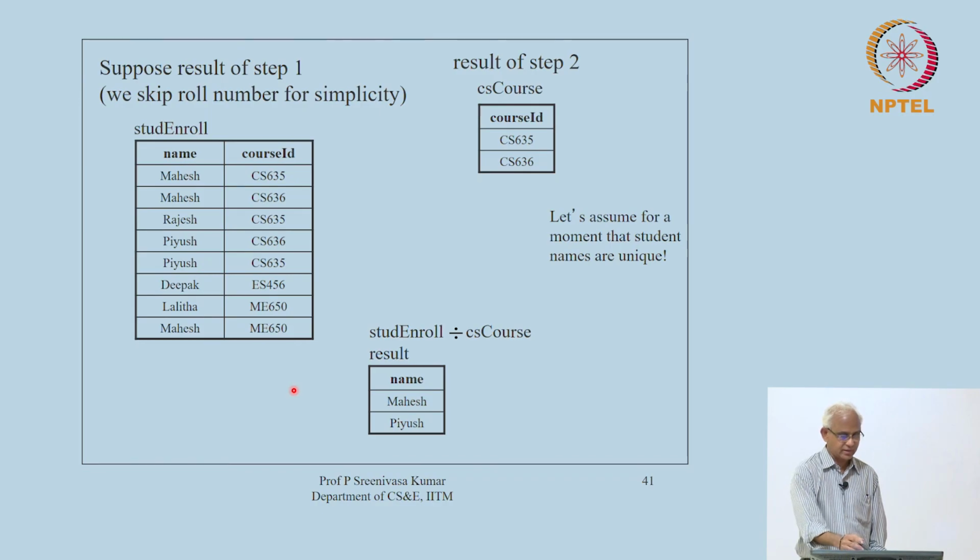Okay, so this kind of illustrates with data. Suppose we skip the roll numbers for simplicity. Let us assume for a moment that the student names are unique. So, we have name and course ID. Let us say this is the student enrollment data, and this is the course IDs, just ridiculously small, just 2 courses being offered by the computer science department, which is not the case, and then we do a division. So, you can verify that only Mahesh and Piyush have this.